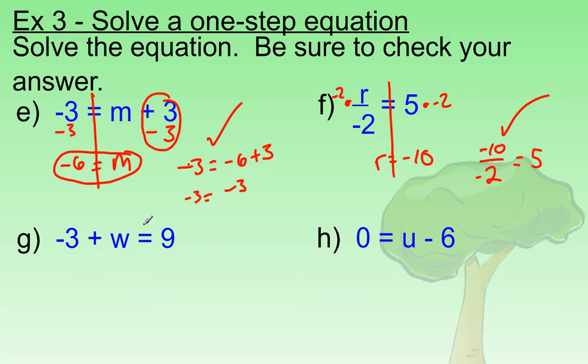Letter G. Let's see. My variable is being added by -3. These are some of the problems that cause some confusion for some students. And I don't know if it's just the way I explain it or not, but here's what I would do to solve this problem. You can check to see if you did the right thing. What I would do to get rid of this -3 is I'm actually going to add 3. And you're going to say, wait. The variable is being added by -3, so shouldn't I subtract a -3?